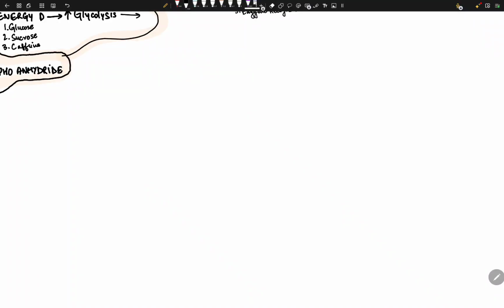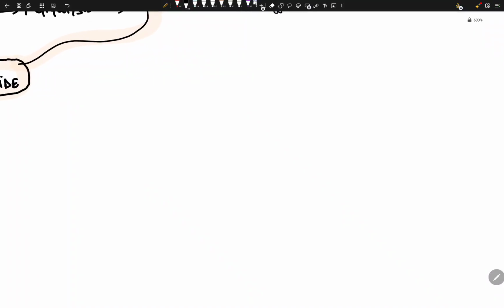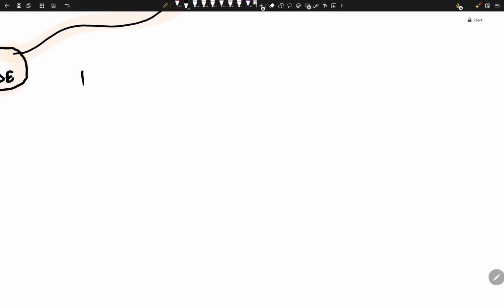Continue from phosphofructokinase 1. Let me write it. Phosphofructokinase 1. Okay, so this is our topic, right? We usually call this big name PFK1, so that it's easy to just say it, right? Now this is a very important enzyme.